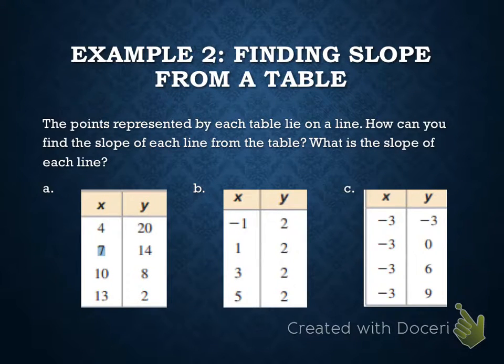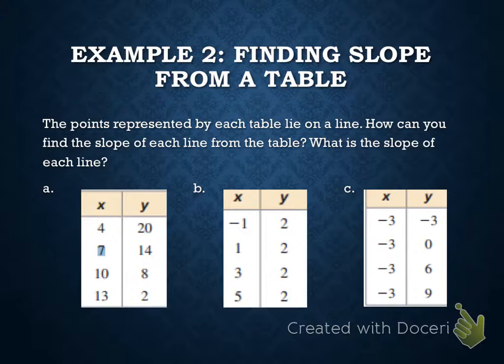Now looking at example 2, we can also find slope from a table. The points represented by each table lie on a line. How can you find the slope of each line from the table? And what is the slope of each line? Well, you can choose any 2 points from the table and use the slope formula. That was m equals y2 minus y1 over x2 minus x1.